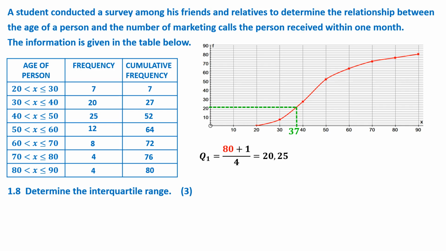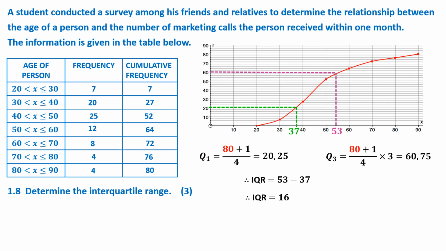And then we need Q3, which is 3/4 of my data. So I just take my formula for Q1, which is (80 plus 1) divided by 4, and I times it by 3 for Q3. And I get a position of approximately 60.75. So on my Ogive, I find just after 60, because it's 60.75. Take it across to my Ogive and down, and I estimate at approximately 53, maybe 54. And then my interquartile range is the difference between those two numbers. So 53 minus 37 is 16.